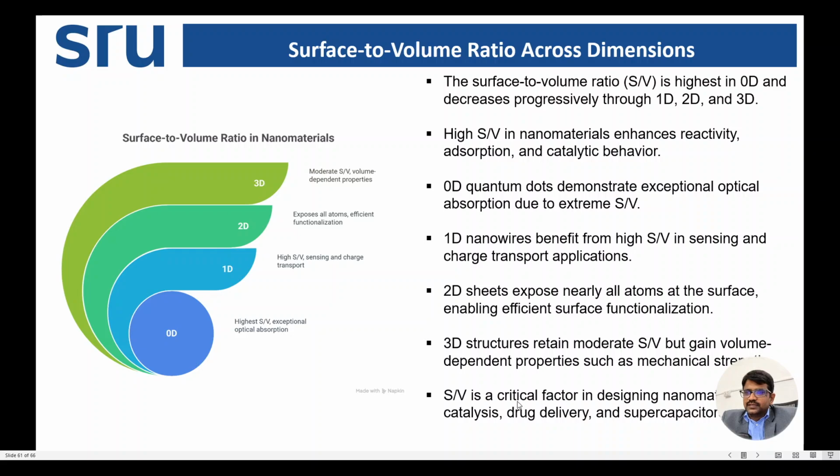Surface to volume ratio is a critical factor in designing nanomaterials for catalysis, drug delivery, and supercapacitors. So from this slide, what have we learned? Surface to volume ratio is high for zero-dimensional materials. Mechanical strength is high for 3D materials. Which nanomaterials provide better charge transport? One-dimensional materials. In which nanostructures are all the atoms on the surface? 2D materials, right?